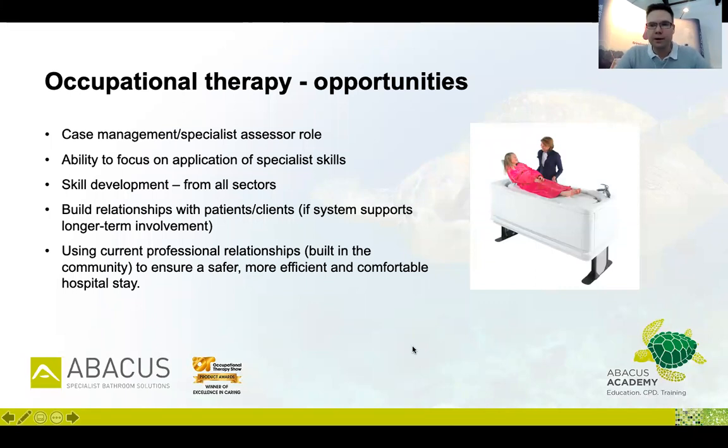So let's try and think about it more now from an occupational therapy perspective. What are the opportunities with discharge to assess? It talks about case management or specialist assessors. I think there's a real opportunity there for occupational therapists to take on the role of that case management or the specialist assessor role as part of that transition from hospital to home.